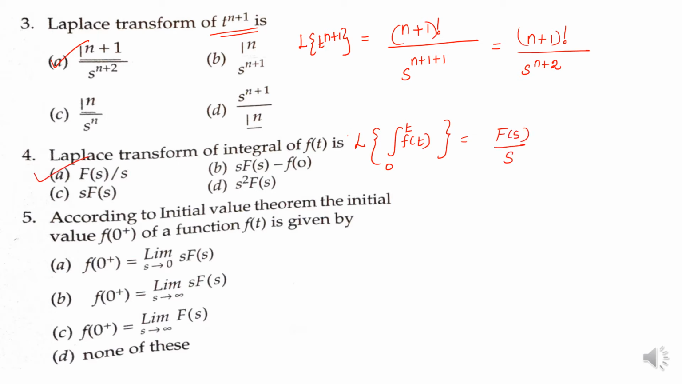Option A is correct. According to the initial value theorem, the initial value f of 0 plus of a function f of t is given by. Initial value means f of 0 plus, that is limit t tends to 0 f of t. So this is the equation. I am going to convert this into Laplace. So f of 0 plus is equal to limit s tends to infinity s into F of s is the correct answer. Option B is the correct answer.